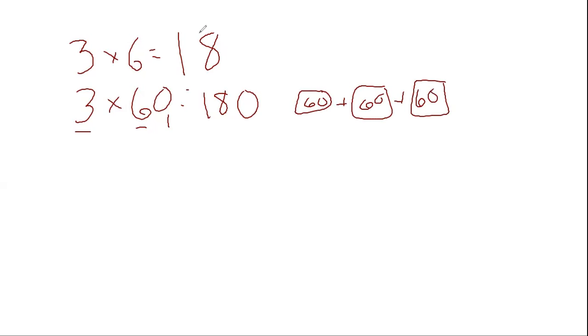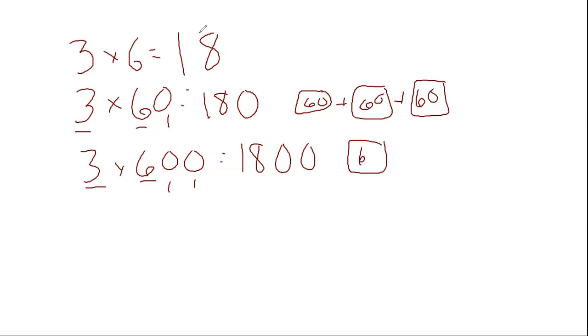Now, what about 3 times 600? Again, I know that 3 times 6 is 18. I have 1 ten and 100s, okay? So I have 2 zeros, and I add my 2 zeros, okay? Because I'm adding 600 this time, 3 times.